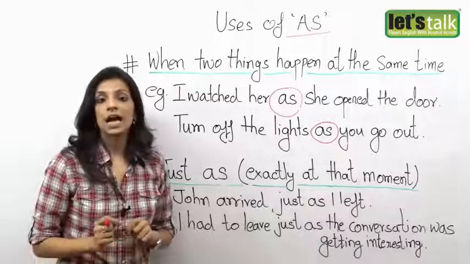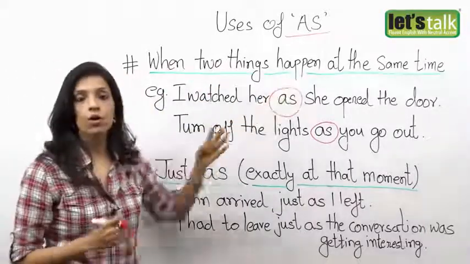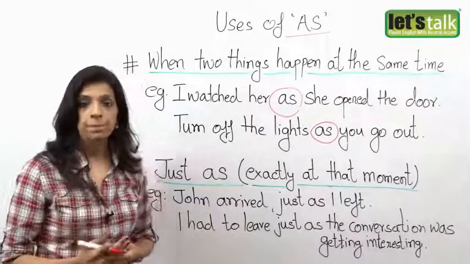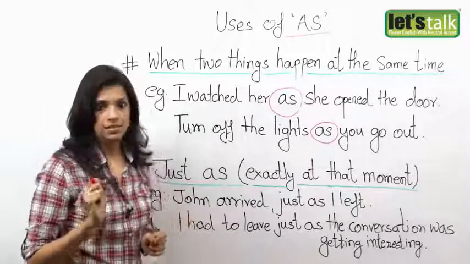Please remember, we use "as" only when you want to talk about two things that happen at the same time or over the same period of time. When one action follows the other, you do not use "as" like this.